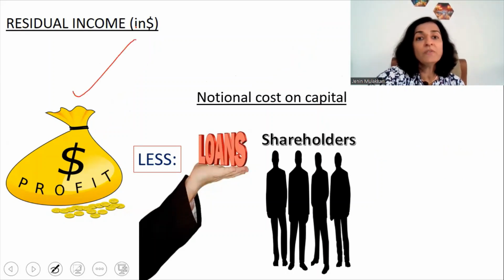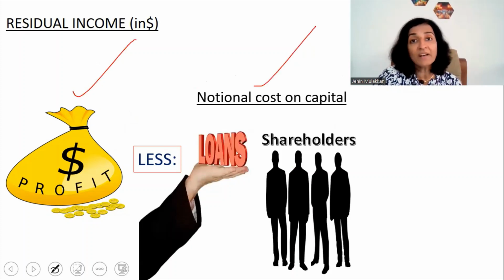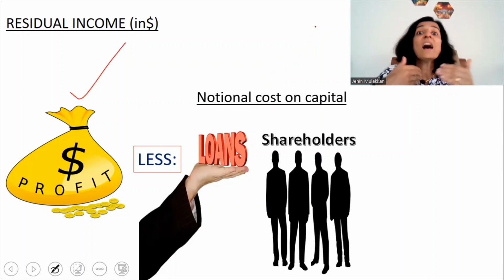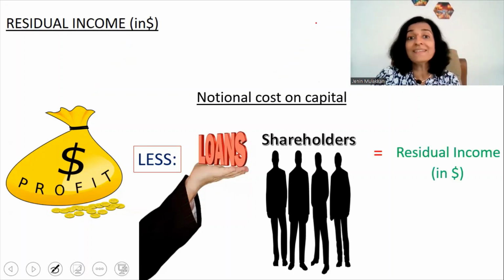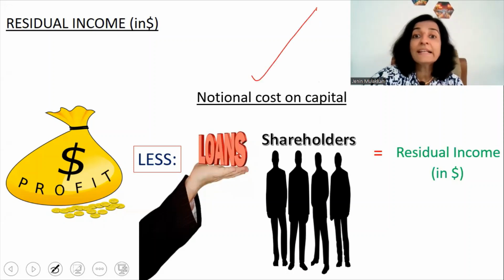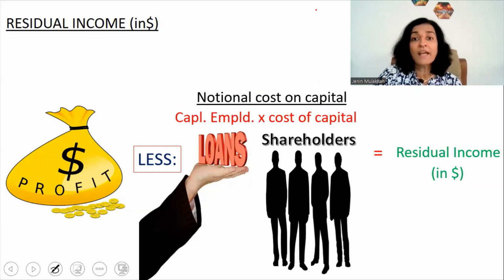Now, if from the profit we reduce the notional cost on capital and we are left with a positive figure, then it means that the division is performing well because the profits is higher than the amount that is to be paid as cost on capital. The question that may arise in your mind is, how do you calculate the notional cost on capital in dollar terms? Simple. You just take the capital employed multiplied by the cost of capital percentage.